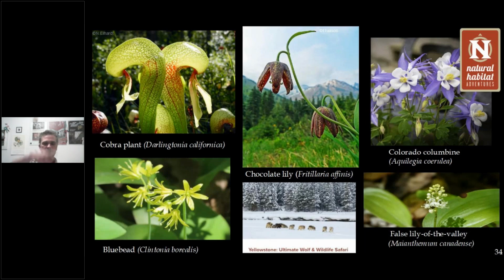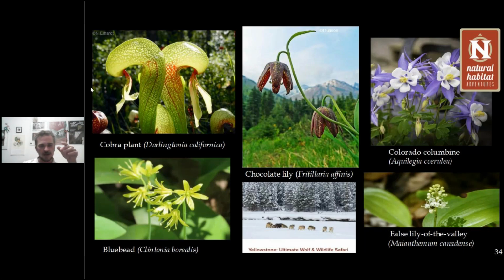Let's continue. Another plant with beautiful flowers is the false lily of the valley, native to Canada and northeastern US. This one is very important as food in spring for the white-tailed deer because it is very rich in calcium and phosphorus, which are essential for the ungulate. With Nat Hab, this plant can be observed, for example, in Acadia National Park. Last one, the Clintonia borealis, known as the blue bead. Simply beautiful.